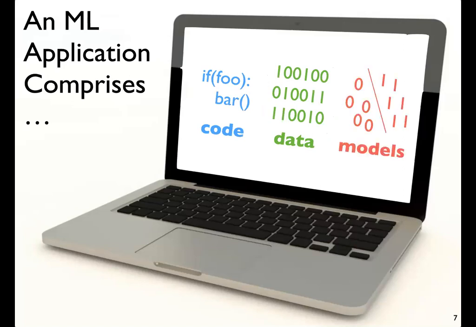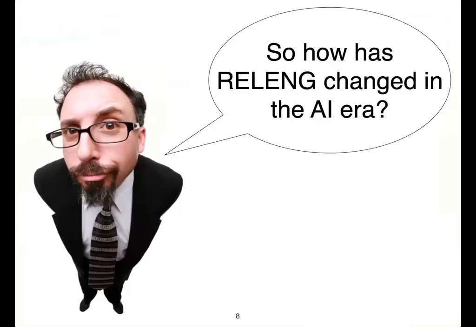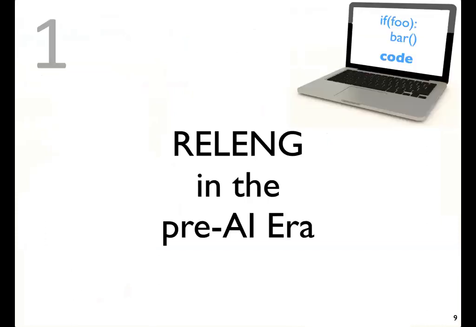And on top of that, you also have models. So now you have code, data, and models, and all three of them have to be released to the end user. So you might wonder, how does this impact the practices in release engineering? That leads me to the outline of today's talk. We first need to take a step back and think about how release engineering went before AI, so like traditional web and cloud applications.